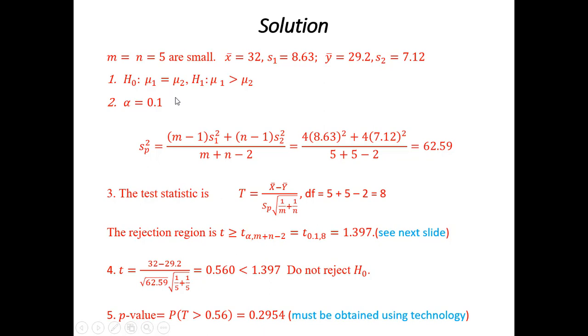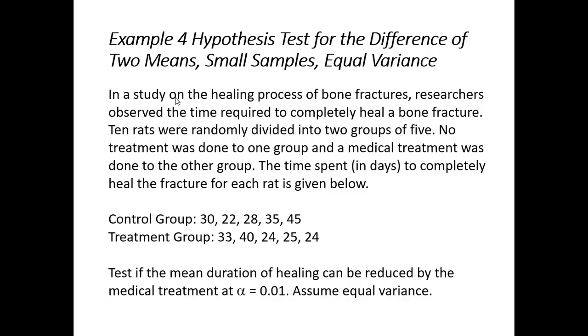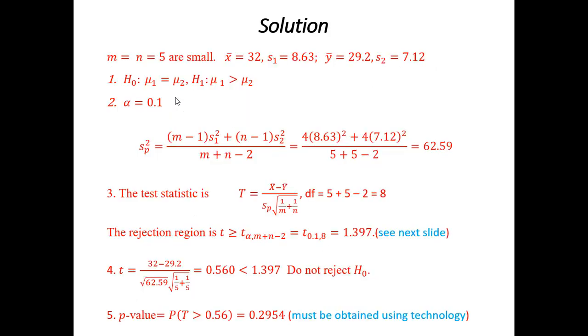We're given alpha. Alpha is 0.1. Again, that was given. Let's just confirm that. Here I see 0.01. Let's take a look here in the solution. This is written up as 0.1. So let's assume alpha is 0.1. We'll calculate the pooled variance here. Remember, m is 5, so we have 4 times 8.63 squared, we want a variance here, plus 4 times 7.12 squared, over 5 plus 5 minus 2. We get 62.59.